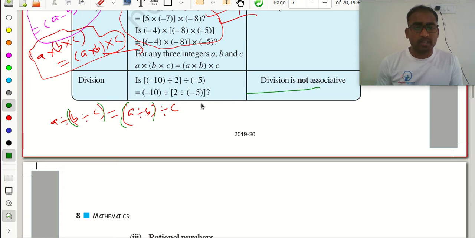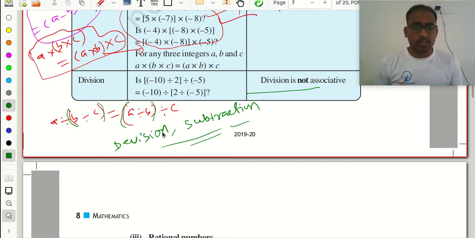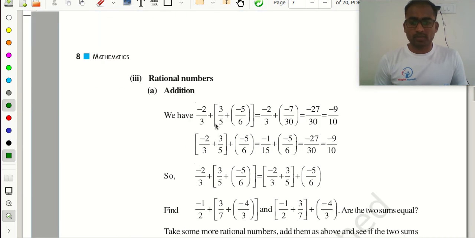And this bracket plays a very critical role in division and subtraction. In division and subtraction, these brackets play a very critical and important role. Okay, so you need to understand the importance of this bracket also.